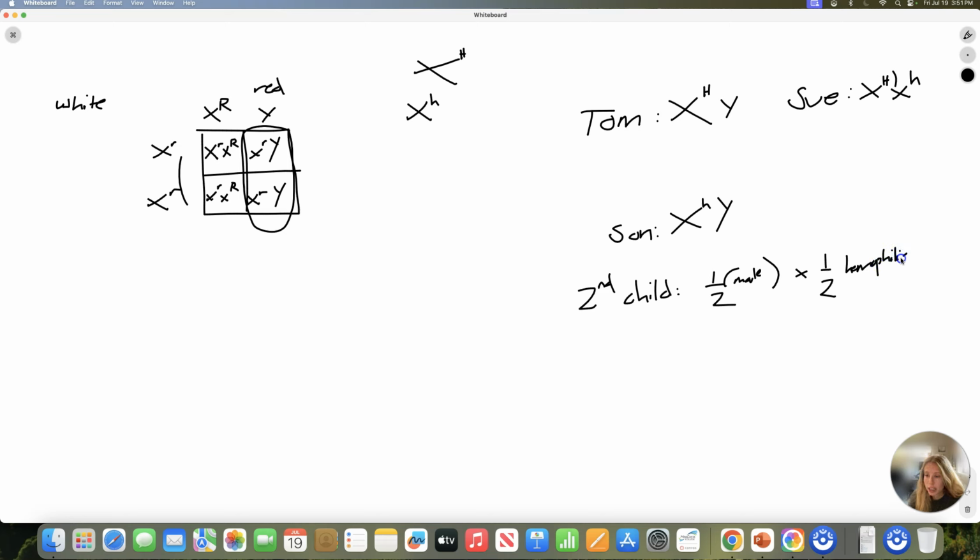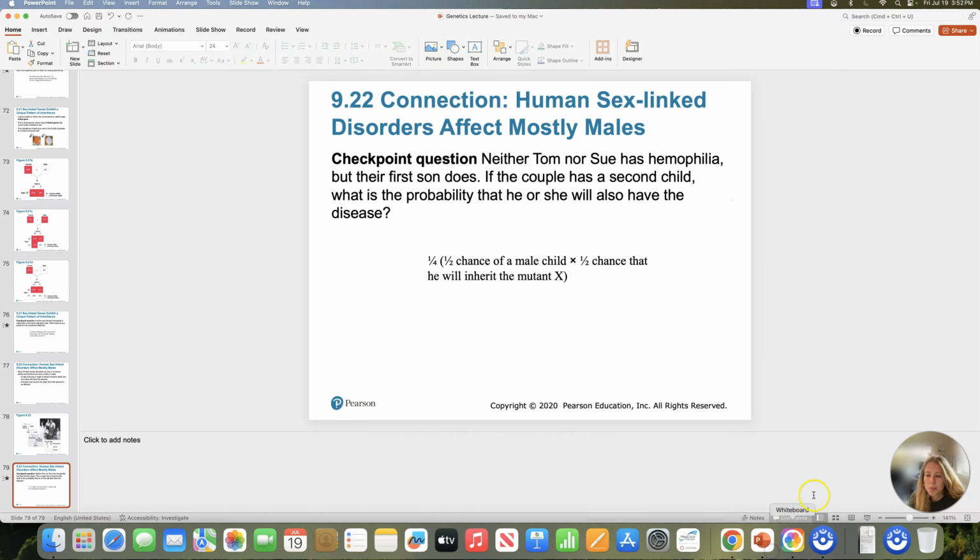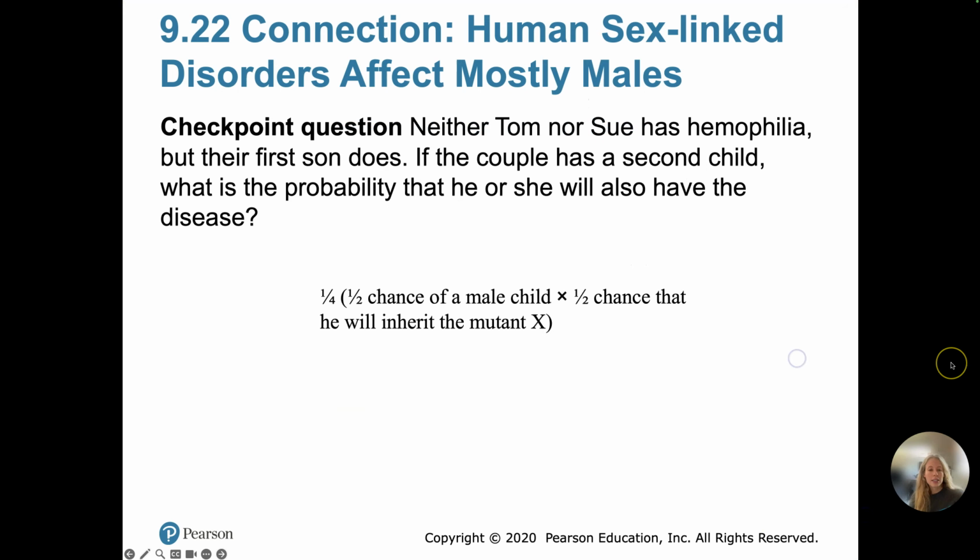We're then just going to multiply those two fractions together. So 1 times 1 is 1, 2 times 2 is 4. That gives us a 1/4 or a 25% chance that their next child will have hemophilia. If we take a look back at our PowerPoint, we see that they got the same answer as us. The probability that their next child will have the disease is 1/4 because there's a 1/2 chance of a male child, and then you need to multiply that by the 1/2 chance that the male will inherit the mutant X lowercase h from Sue.